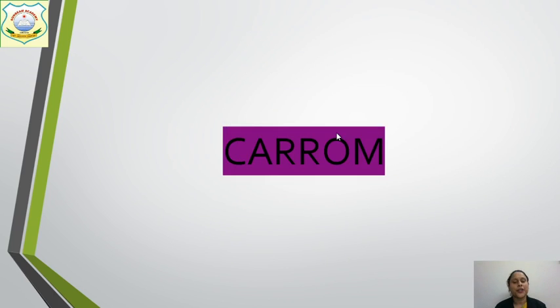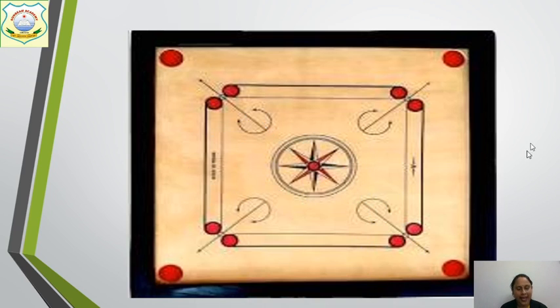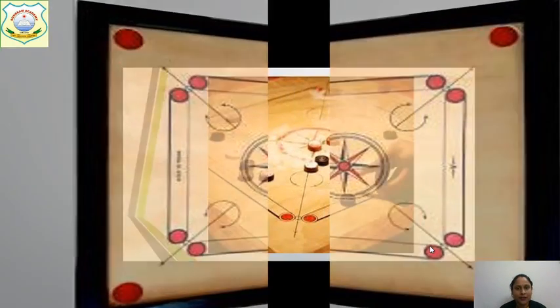Now children, I am going to show you the next picture. The next game that we are going to see is carom. You all might have played carom at your home. Yes, everyone has played carom. It is again a board game, played on a board. You all must have seen a carom board. Now what is carom actually? This is carom, and here you can see it is a 4-player game. Four persons can easily play this game.